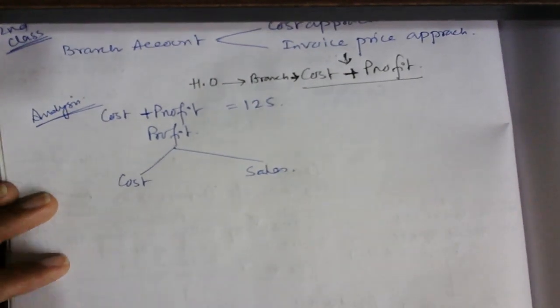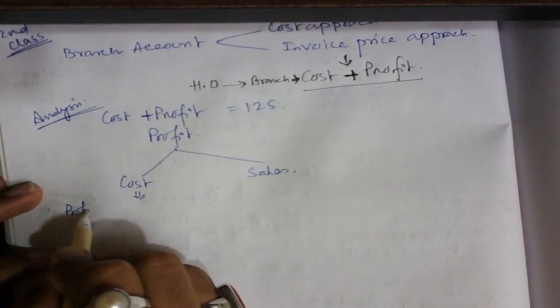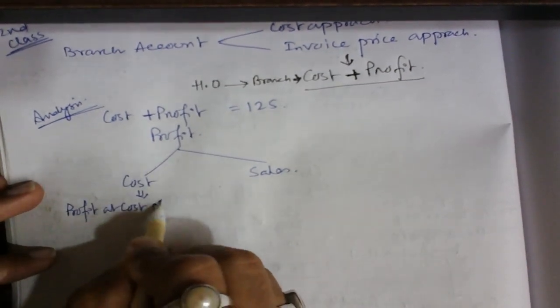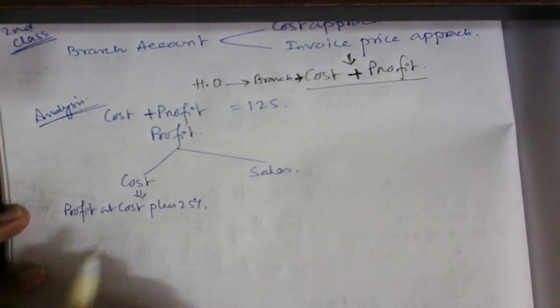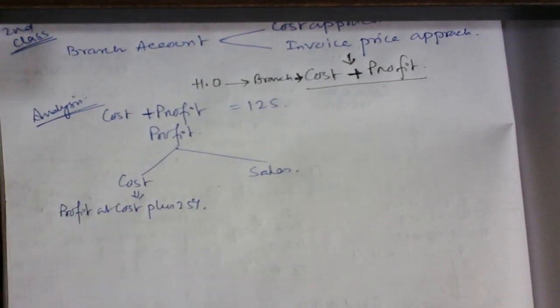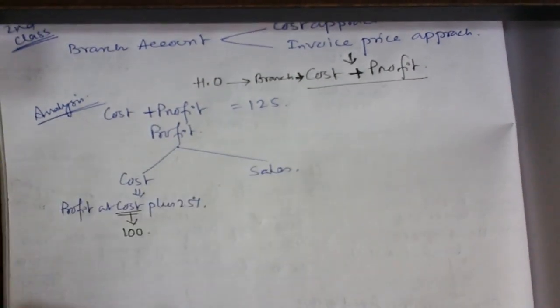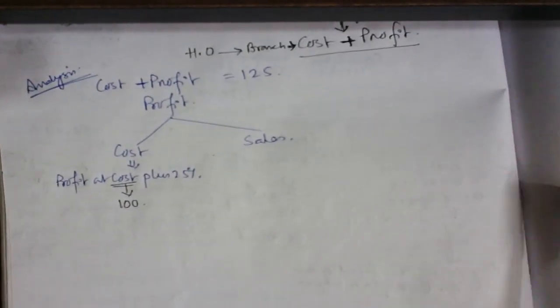So when the wording says profit at cost plus 25%, the same wording is written in the books. When you calculate in any sums or any chapter related to cost or profit, you need to remember that whatever the profit is calculated with respect to, you take that as 100. Here the profit is calculated based on cost, so we take cost as 100 for our easiness. Okay, so cost will be 100.